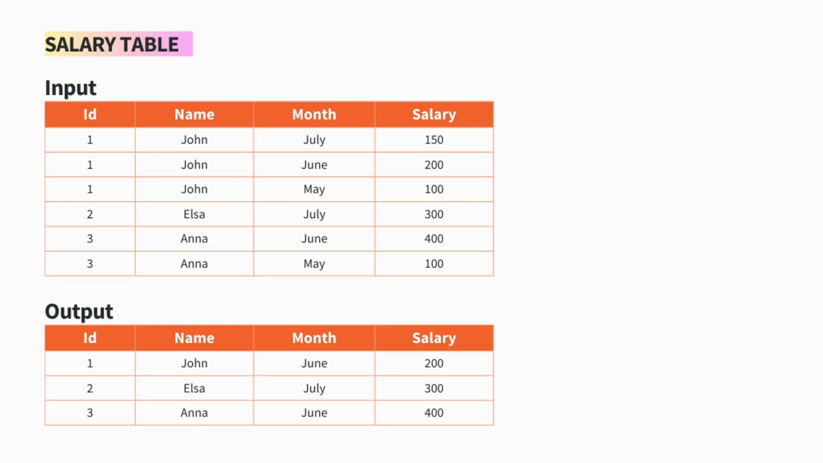So when I say within a group, there are three groups here, I mean three persons. So for John, I need to find which is the row which is having the maximum salary. If you see here, for John the maximum salary is 200. So the output I need is 200 for John. And for Elsa, here we have only one row. So for Elsa, we will be getting the row with 300 in it. And for Hana, you see two rows and the maximum salary is 400. So I need this row with 3, Hana, June, 400.